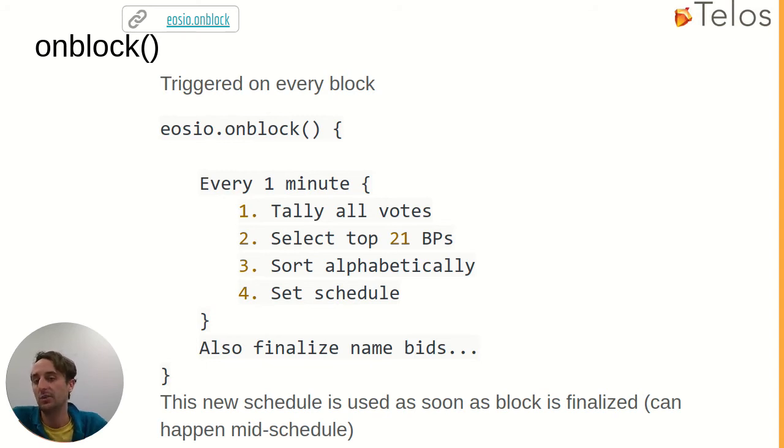So that on-block action is pretty important. It gets executed as the first action of every single block. And what it does is this: every 1 minute in this action, it tallies up all of the votes, it selects the top 21 BPs, and it sorts those alphabetically and sets the schedule. That schedule then gets put in the block header so that everybody can see it. And this is what then changes the schedule. As people keep voting, this action, executed as the first action of every block, will keep track of whether the top 21 BPs need to change.